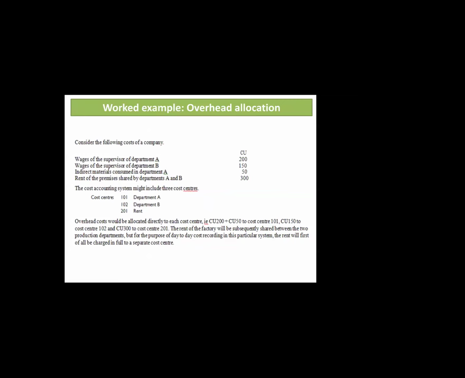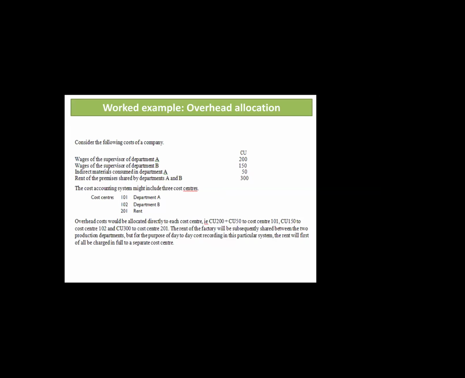An example of overhead allocation: consider the following costs of a company. Wages of Department A, 200. Wages of Department B, 150. Indirect material consumed by Department A, 50. Rent of the premises shared by A and B is 300. So some costs we can already segregate. Say, wages cost of Departments A and B are already segregated.